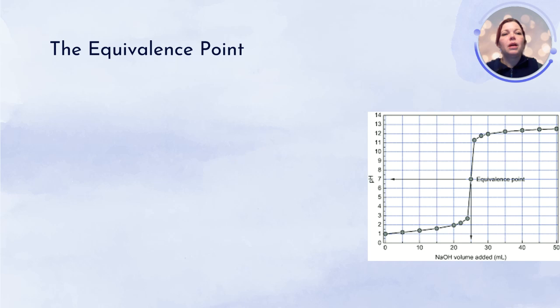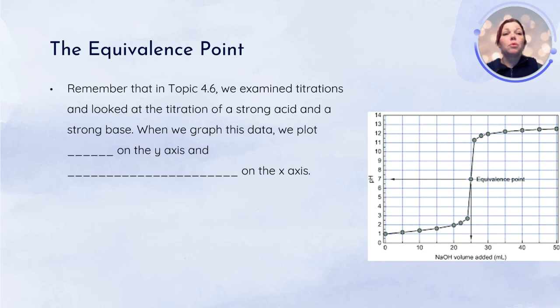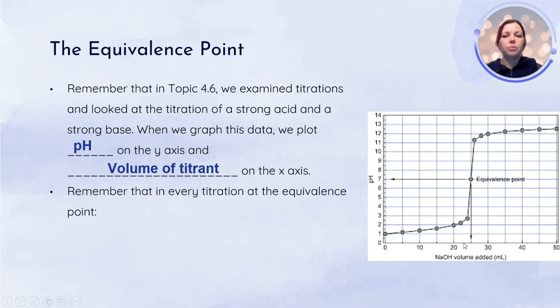Okay. So starting off with the equivalence point. Remember, we already talked about this in topic 4.6. We examined titrations and looked at the titration of a strong acid and a strong base. When we graph this data, we plot pH on the y-axis and the volume of titrant that's been added on the x-axis. You can see that on the graph here: here's pH and then here's the volume added.